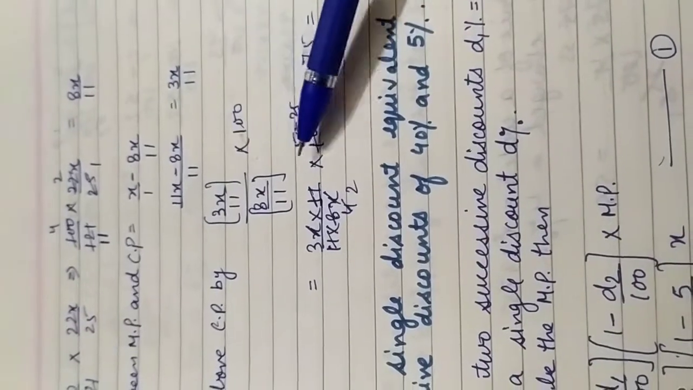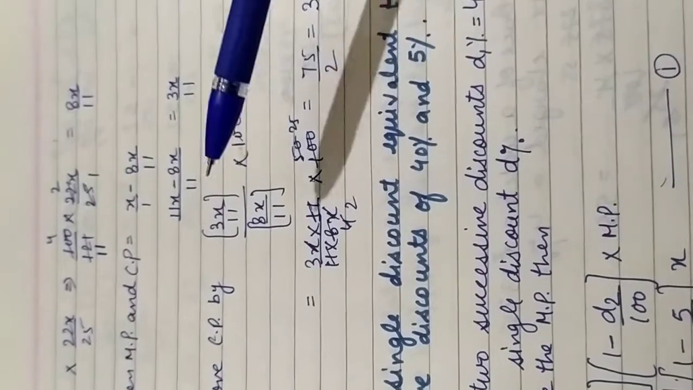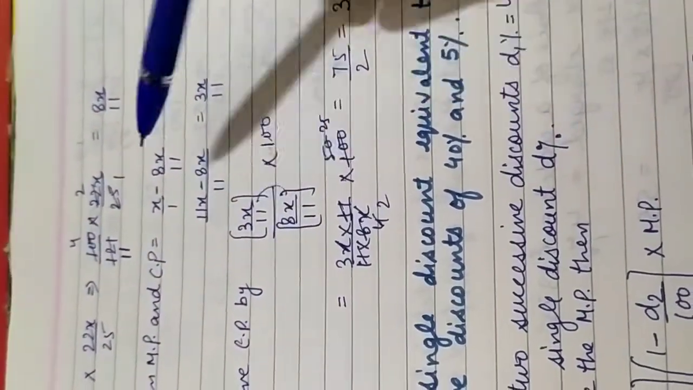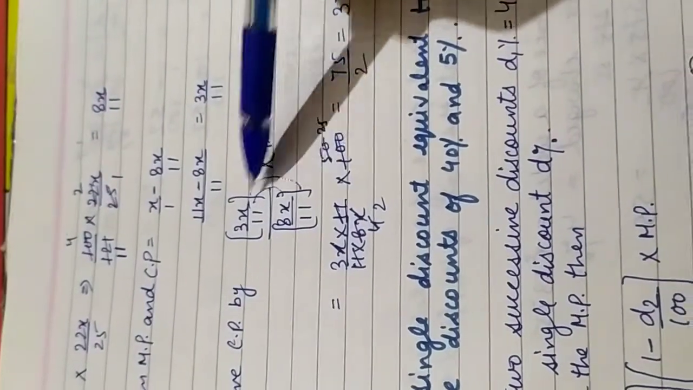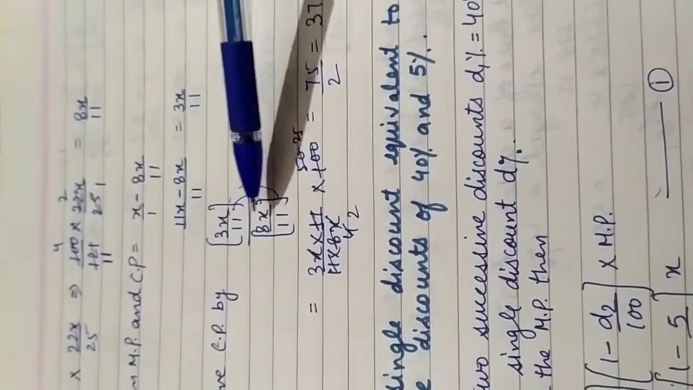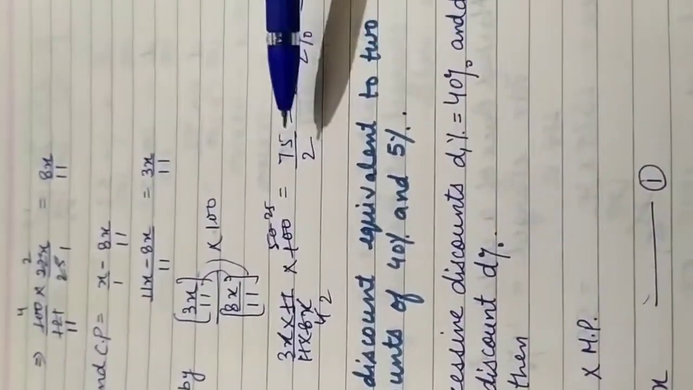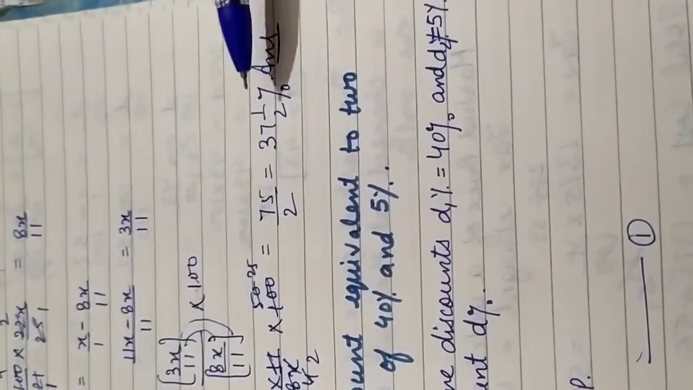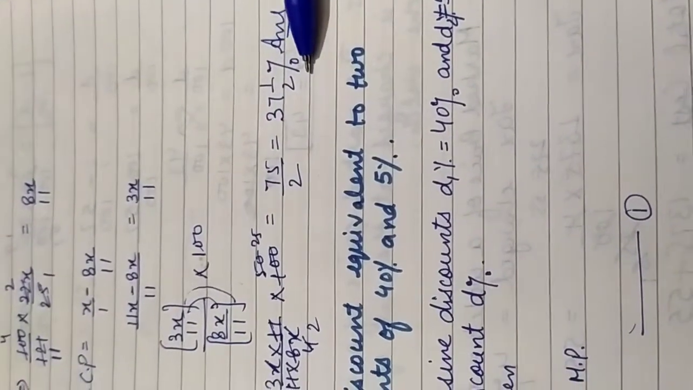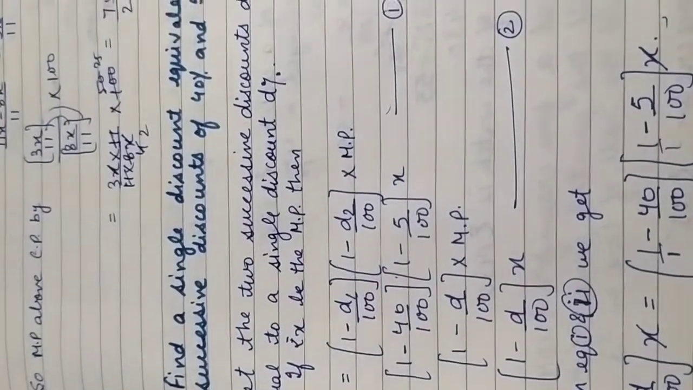Into 100. So 3x upon 11 upon the cost price, 8x upon 11, into 100. So this goes here and this will come here. Okay, we will do the multiplication like this: 3x into 11 and 8x into 11. So x cancels x, 11 cancels 11, and we have 75 upon 2. So we have the answer in mixed fraction, that is 37 whole 1 upon 2% as the marked price above cost. Now let us see the next question.